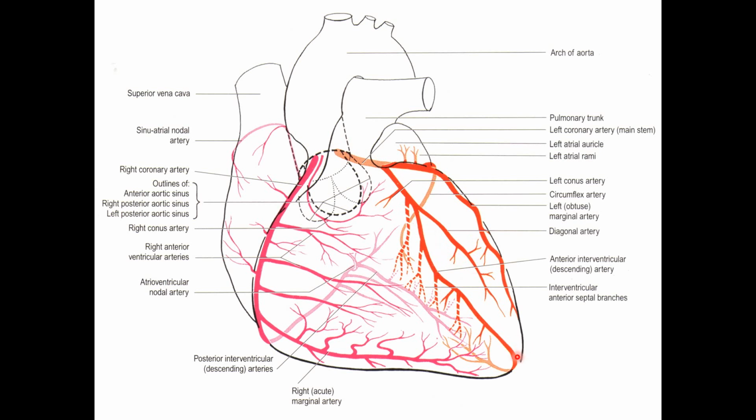Number 2, the apex of the heart, which is the thickest part of the heart, receives multiple arterial supply. First the right marginal artery, the anterior interventricular artery, the diagonal artery, and the obtuse artery, because this is the thickest area of the heart.